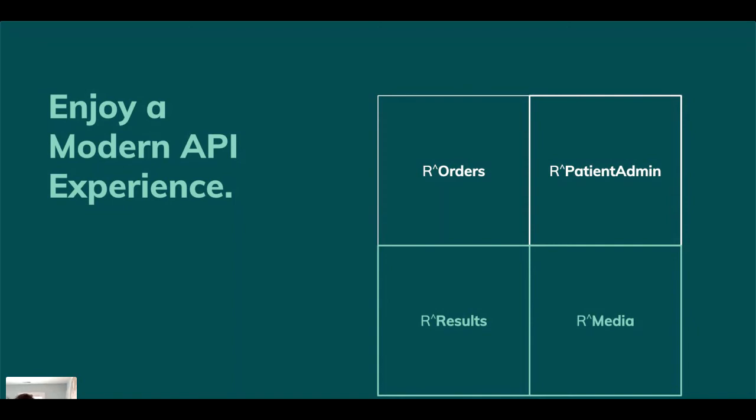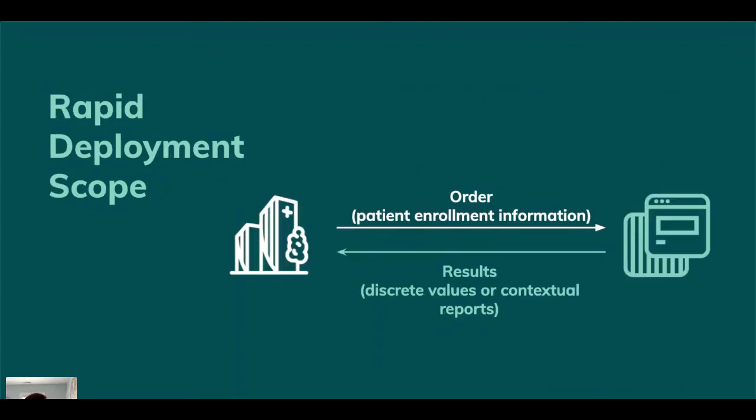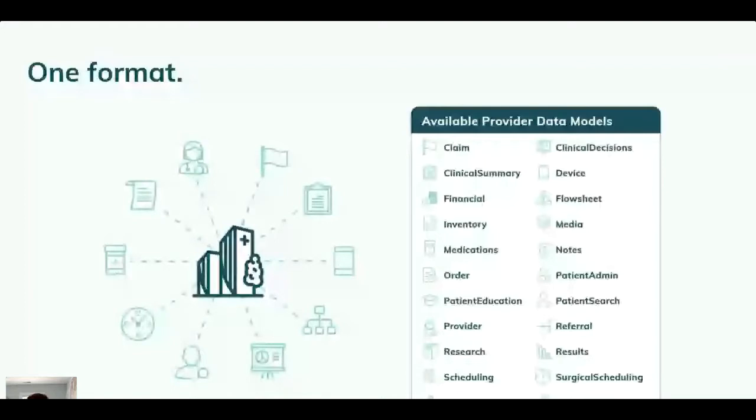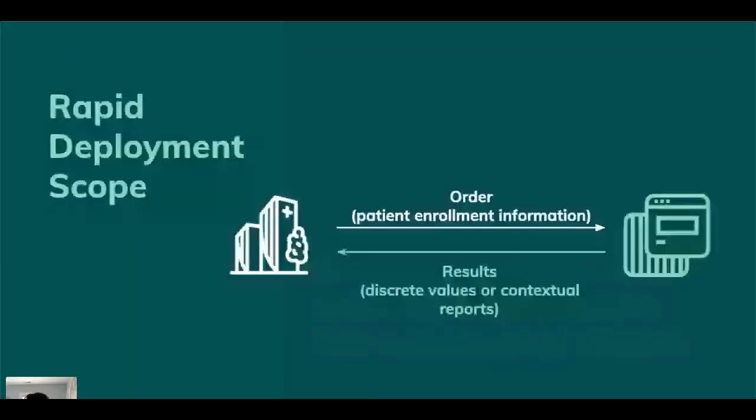And then for data going back into the provider organization, you will make use of either our results or a media data model. So again, this is how you're able to file discrete or contextual information into an EHR in a way that we can guarantee in that 2 weeks. I do want to call out one more time, right? The Redox platform, we have 22 data models. There's many different sets of data that you can exchange using Redox. This is what we're committing to for this rapid deployment. If it doesn't meet your needs, it doesn't mean we can't help you integrate. It's just we won't commit to the 2-week timeline.